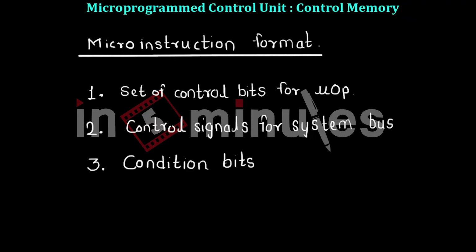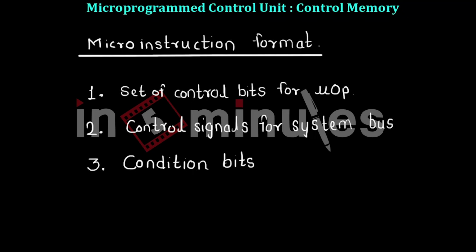Then the condition bits. Now what is the significance of condition bits here? The condition bits are used for checking whether we have to go to the next micro instruction or jump to another micro instruction. For example, if we are executing the fetch cycle and we have to do operand fetch, then we should go to the operand fetch micro operation, or if we want to go to the execute stage, then we have to select the execute micro operation.